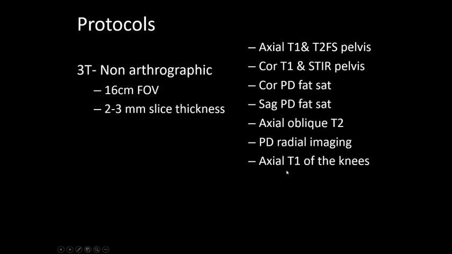The reason why we perform axial T1 of the knee joints is to perform the FAI quantification, especially assessing femoral neck version. Because of the way that we assess femoral neck version, we have to have the knees, so then we can account for the position of the leg before we can quantify femoral neck version.